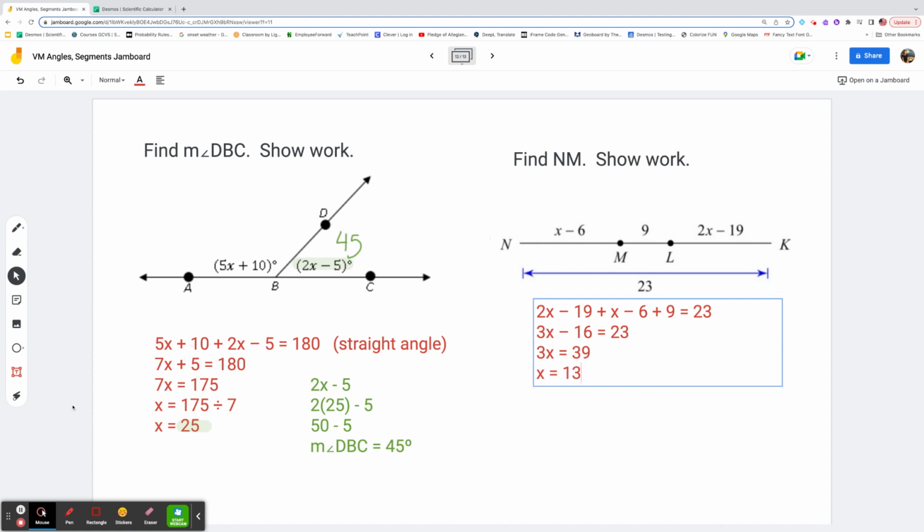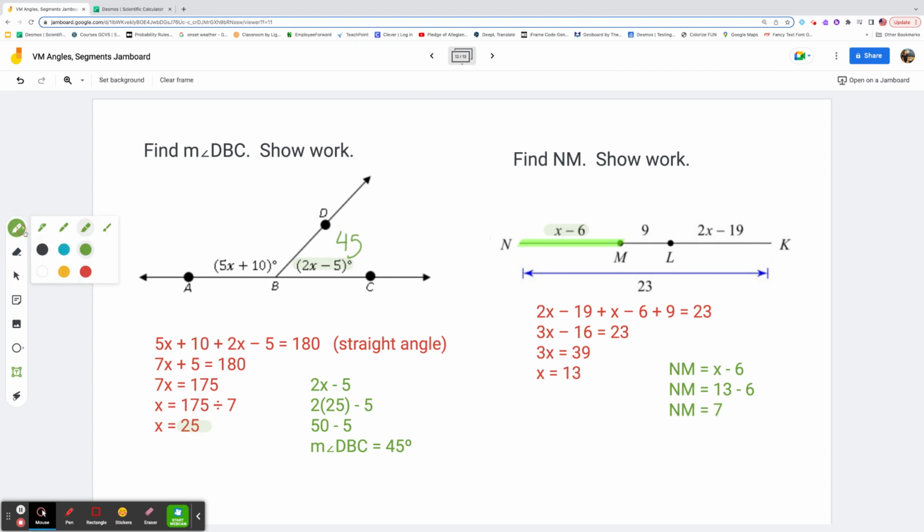Okay, so what am I asked to find? I am asked to find the measure, the length of NM. So I need this length right here. It's going to be x minus 6. So we will, in another text box, show that. NM is equal to x minus 6. Therefore, NM is equal to 13 minus 6, and NM is equal to 7.